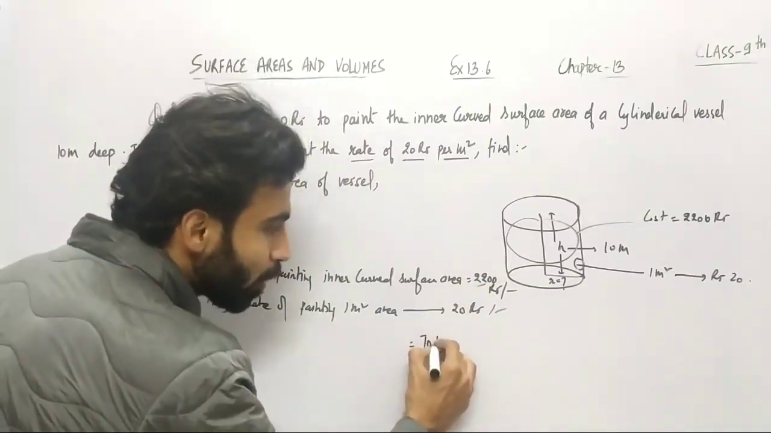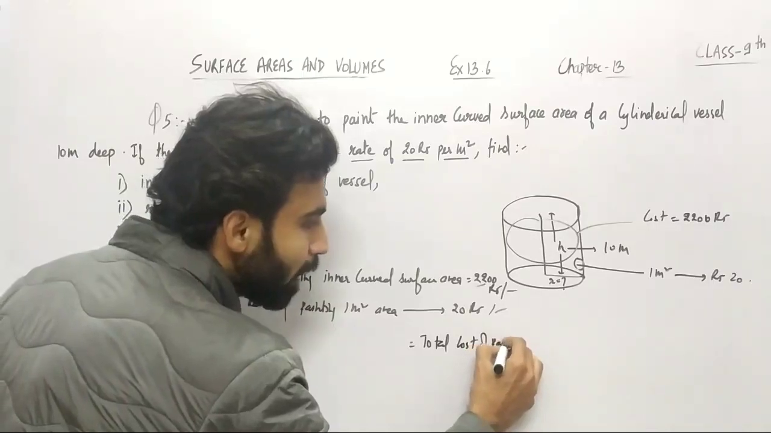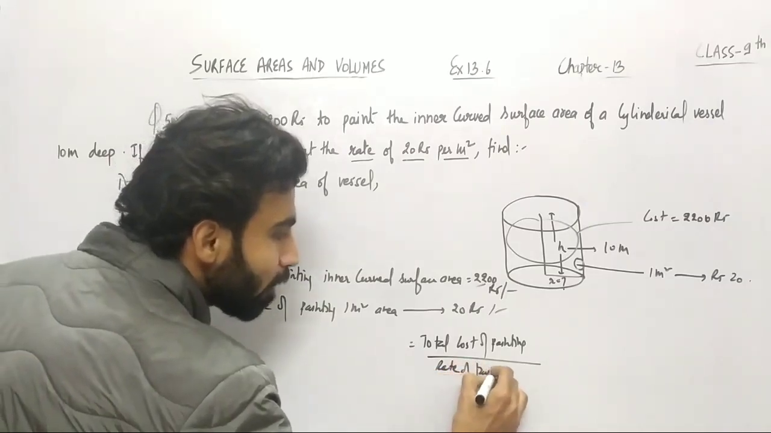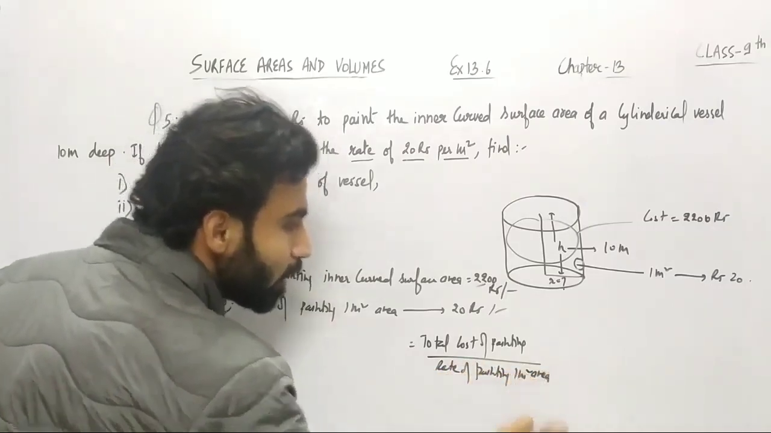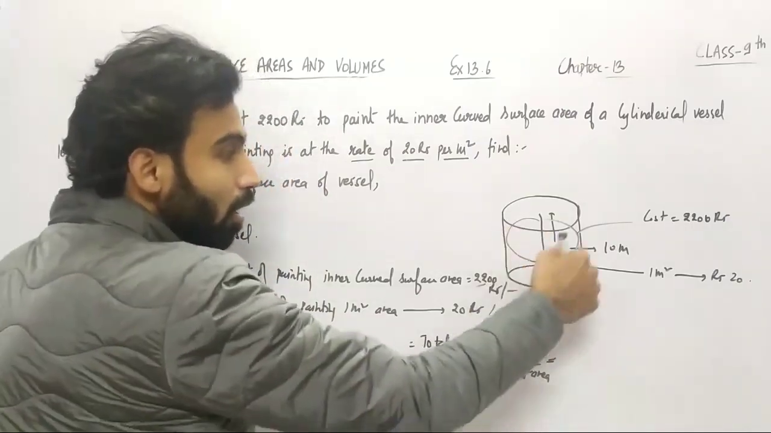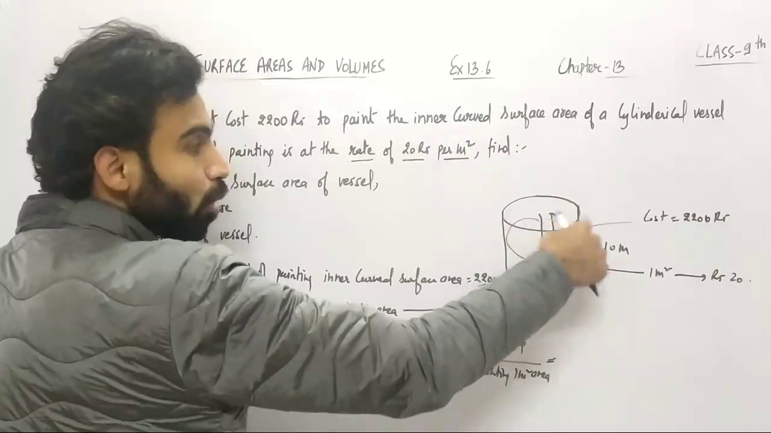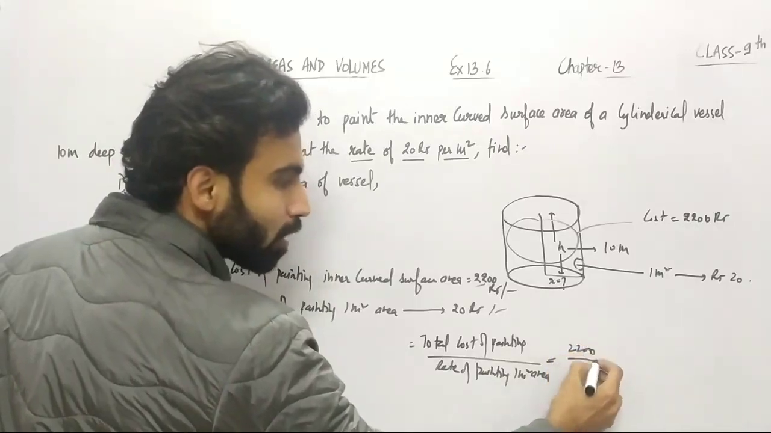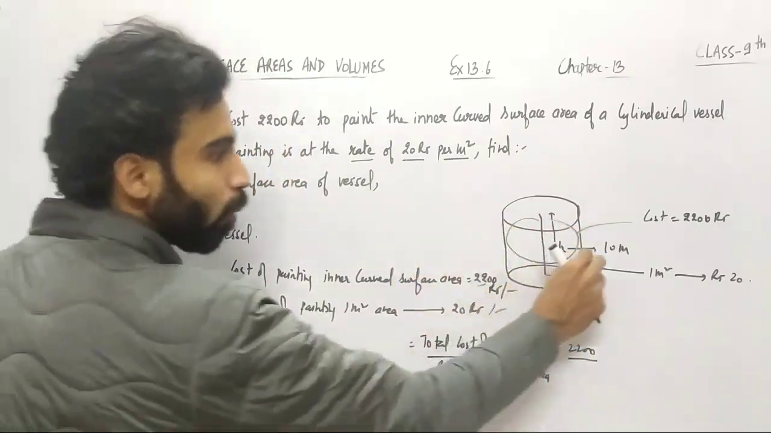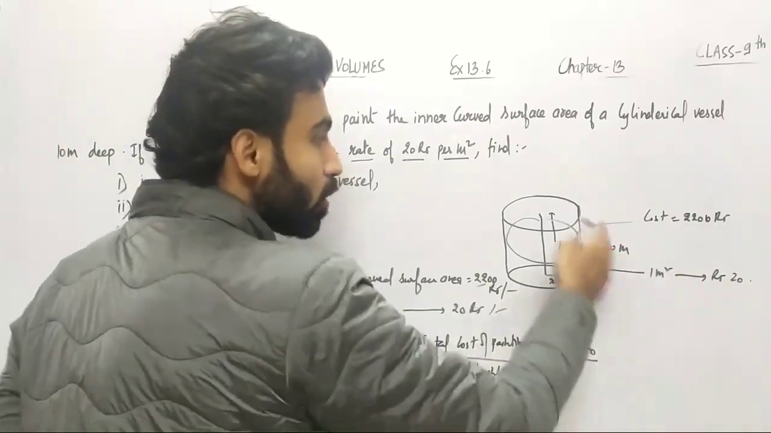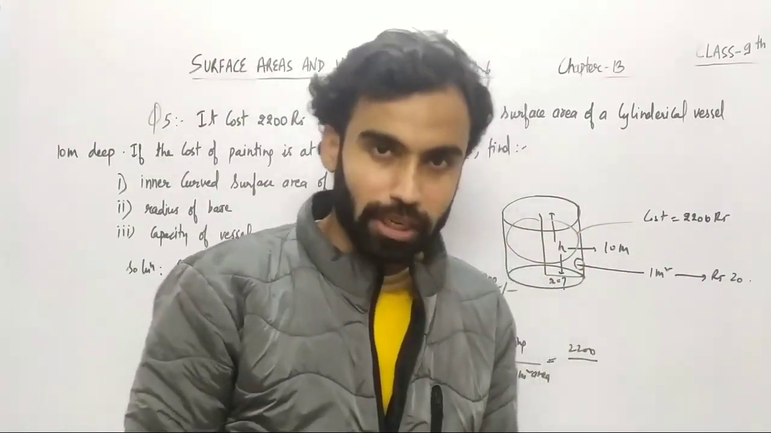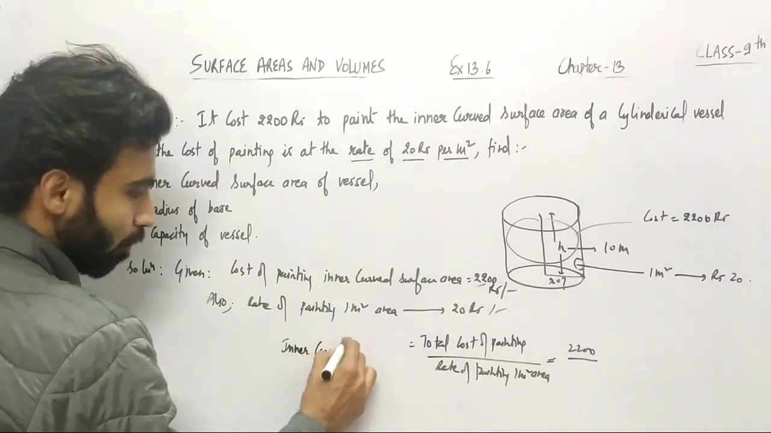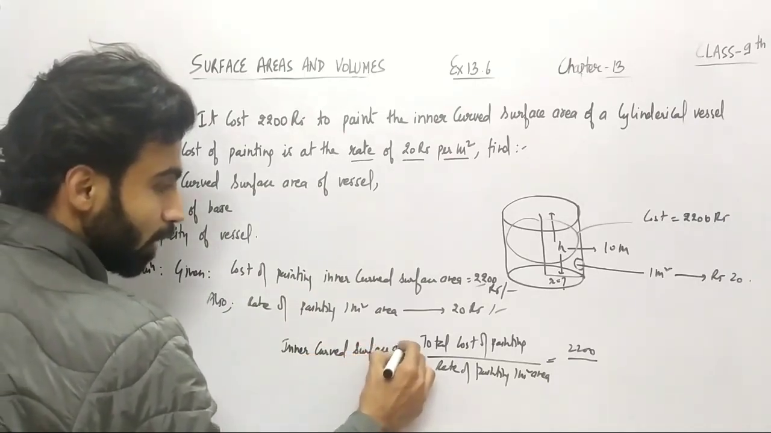सो अगर मैं यहाँ पे टोटल कॉस्ट ऑफ पेंटिंग को डिवाइड कर दूं, यू कैन सी द रेट ऑफ पेंटिंग 1 मीटर स्क्वायर एरिया से. सो मेरे पास क्या आ जाएगा कर्व सरफेस एरिया आ जाएगा. क्यों? क्योंकि आप देख सकते हैं टोटल जो इनर कर्व सरफेस एरिया पेंट हो रहा है उसको कितना चार्ज लग रहा है 2200 रुपीज. सो अगर मैं टोटल कॉस्ट को अगर सिर्फ 1 मीटर स्क्वायर वाले एरिया की कॉस्ट से डिवाइड करूंगा सो टोटल इनर कर्व सरफेस एरिया मेरे पास आ जाएगा, राइट. सो दिस इज द वे हाउ वी आर गोइंग टू कैलकुलेट द इनर कर्व सरफेस एरिया. गेटिंग माय पॉइंट.